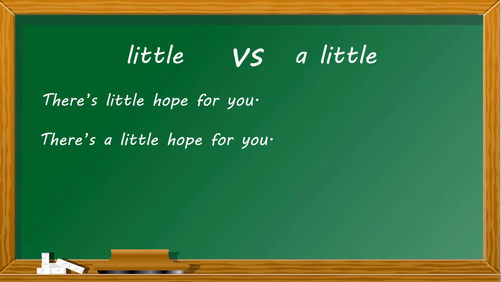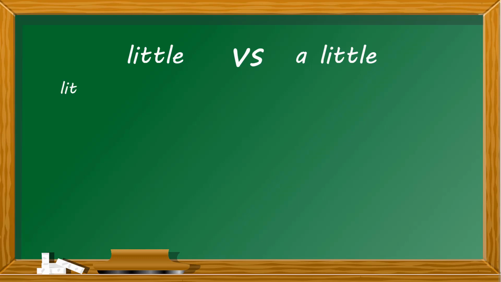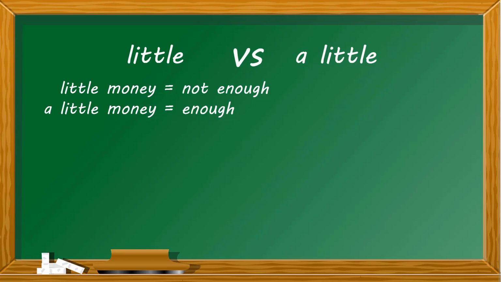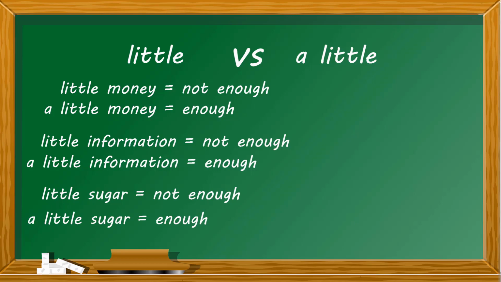So basically, the difference between little and a little has to do with whether or not whatever we are talking about is enough. In other words, you can see little implies negativity, whereas a little implies positivity. So for example, little money implies that it is not enough, negative. A little money would imply that even though it's small, well, it's enough, positive. Little information means it is not enough, negative. A little information would mean, even though it's not much, well, we can do something with it. Little sugar means it is not enough. A little sugar implies that it is enough.